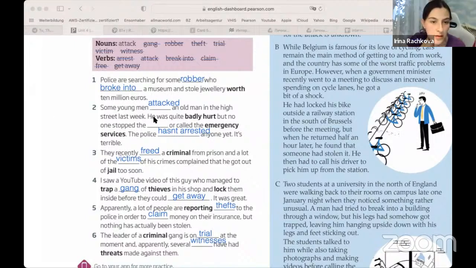Attack. Yes. So, no one stopped the attack. Does it make sense? Yes, no one stopped the attack. The action. Okay, that makes sense. That makes sense, right? Okay, wonderful.